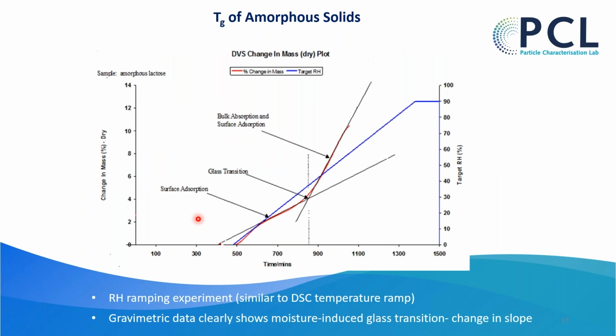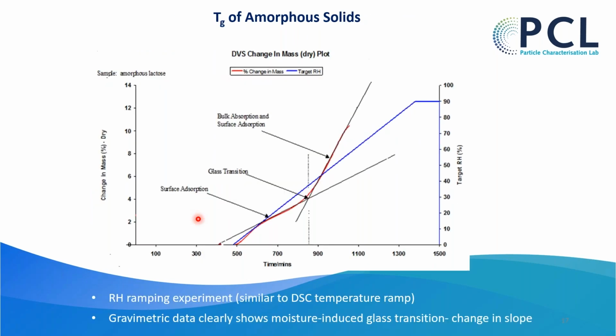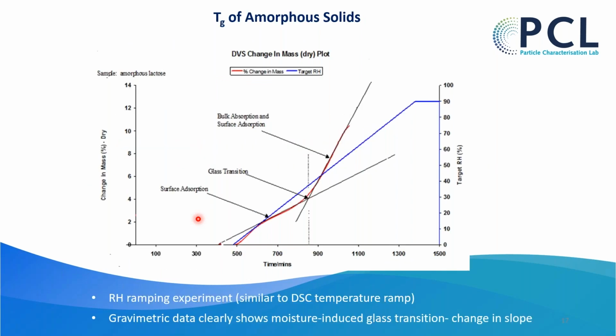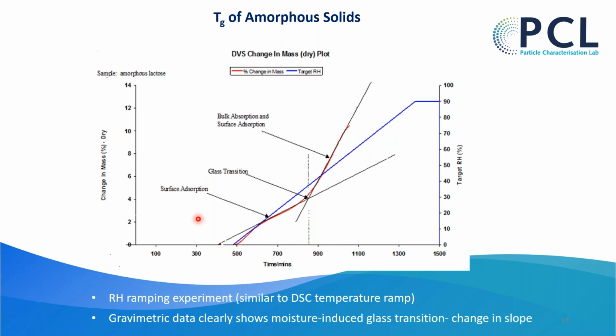So I'm going to take a moment or two to talk you through, hang on, I jumped a slide there. I'll take a moment or two to talk you through this slide here. So anybody who's used DSC will be quite familiar with the process of ramping the temperature and looking for a transition event.